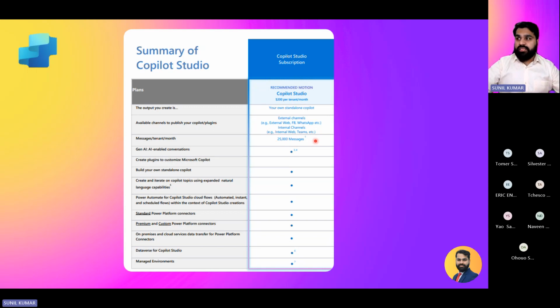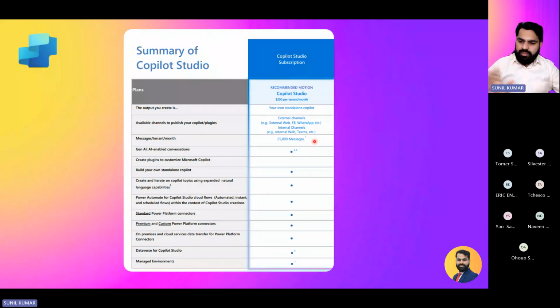Okay. There is a clear difference between 2,000 conversations, and now it is being given 25,000 messages. Okay. Now, what is a message? How would we know how many messages are consumed, right?